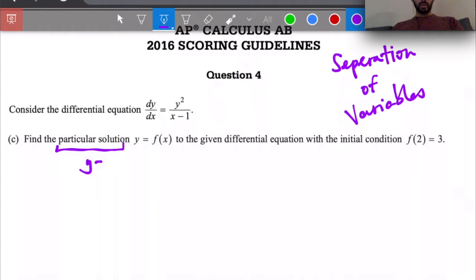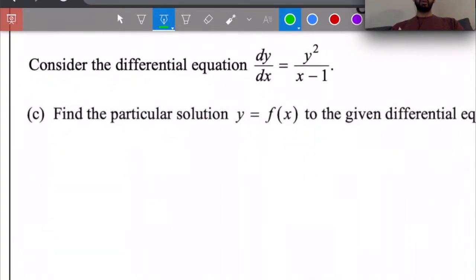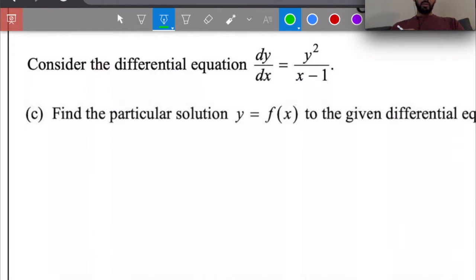So we're trying to figure out what the y equals equation is, and we can do that using separation of variables. Usually when you have a particular solution, you'll be given an initial condition right here: f of 2 is equal to 3. So let's first start by separating our variables for this differential equation. I want to move my x's to one side and my y's to the other side.